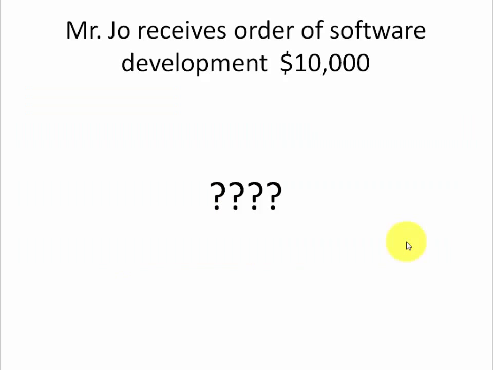Mr. Joe receives an order of software development for $10,000. So, what will we do in this transaction? No, we will not record anything for this transaction because we only received an order, not any transaction which we can record in money has occurred. So we ignore it.